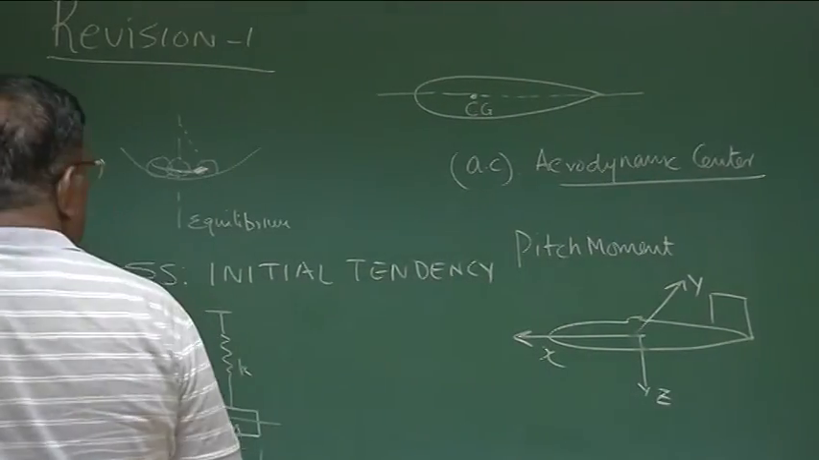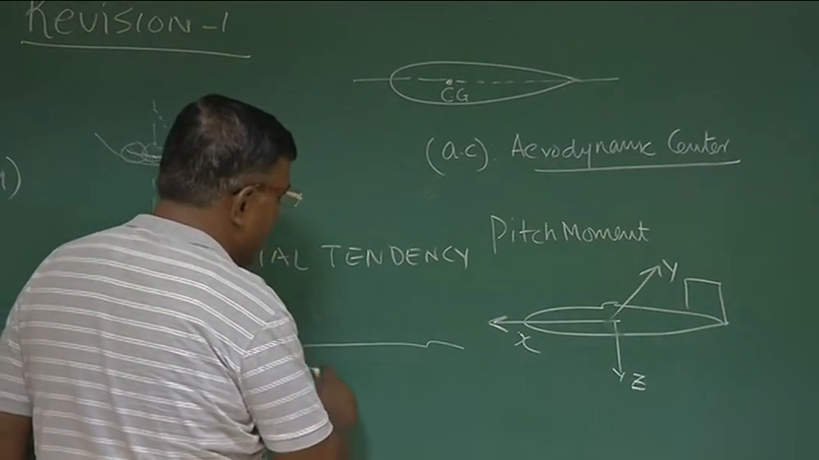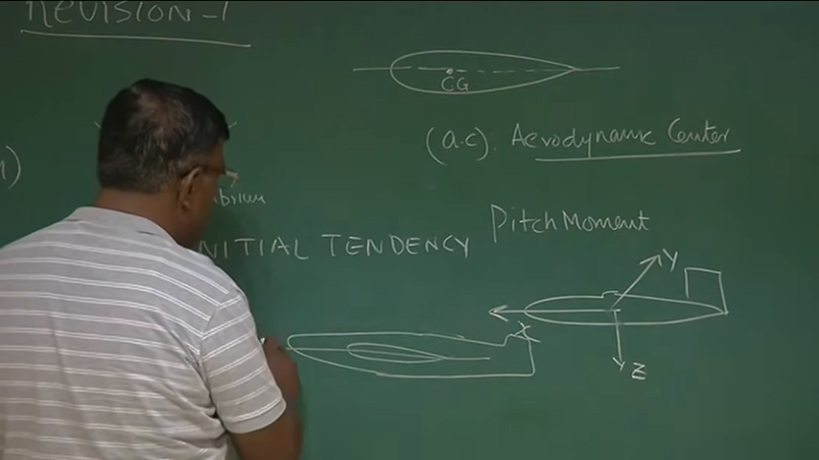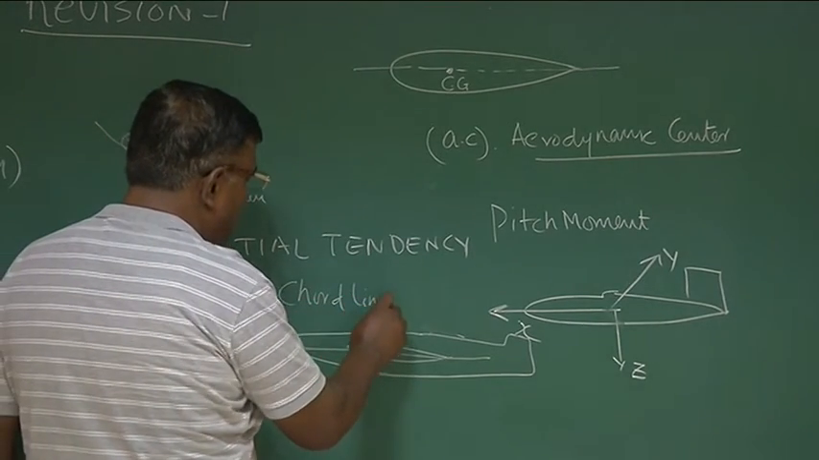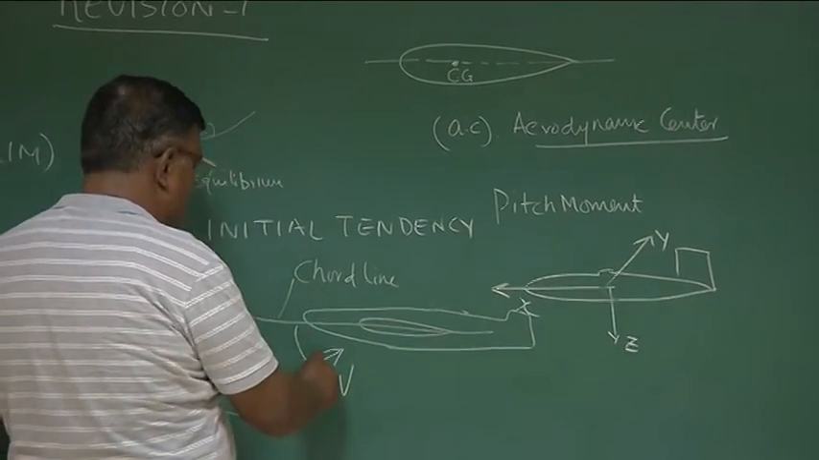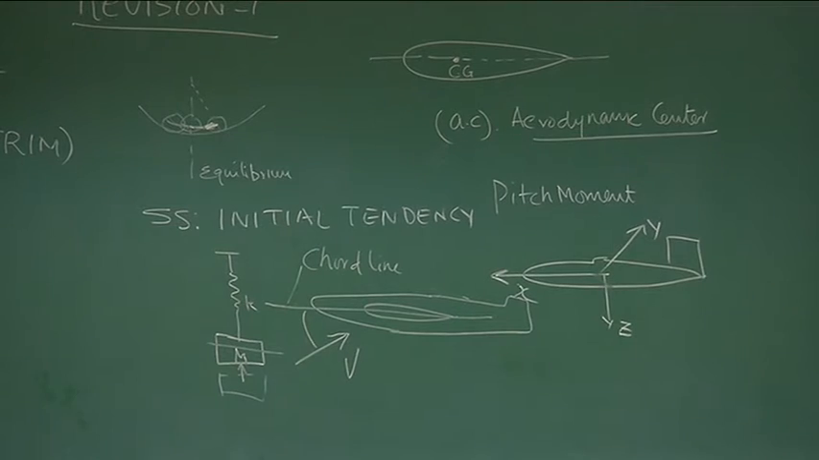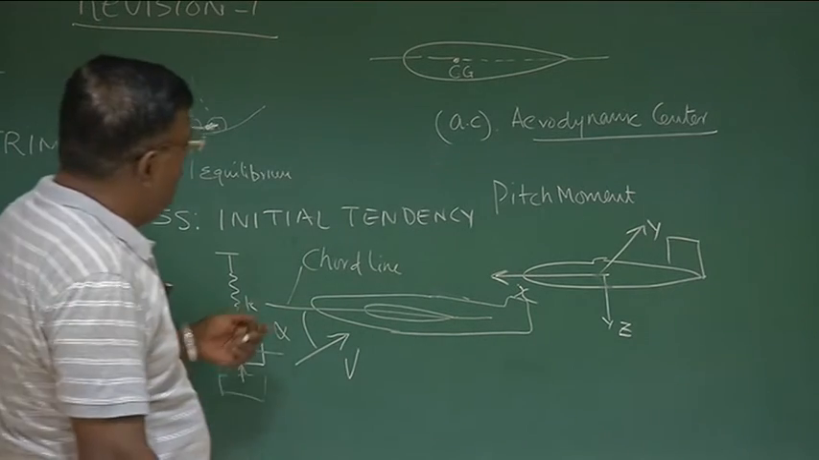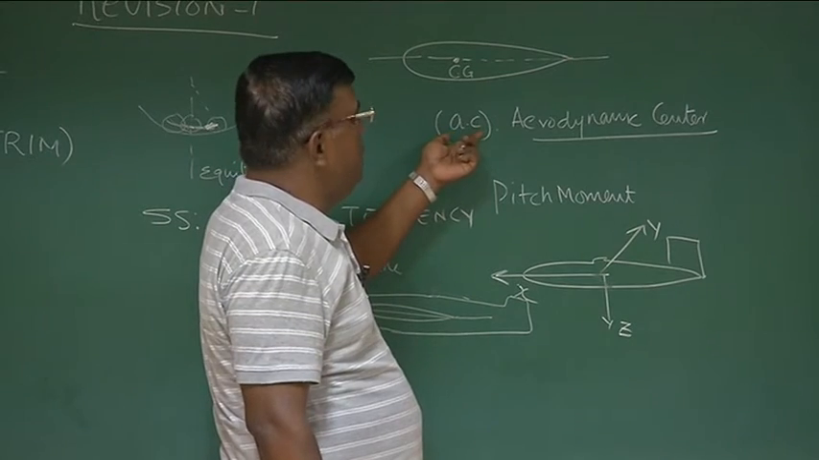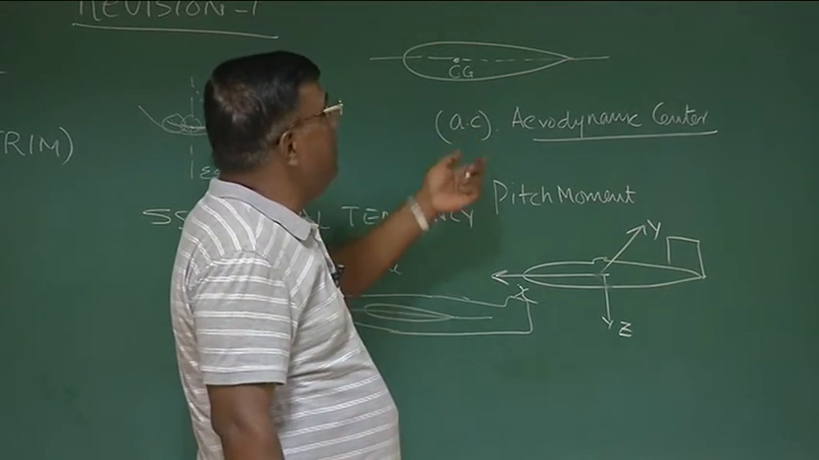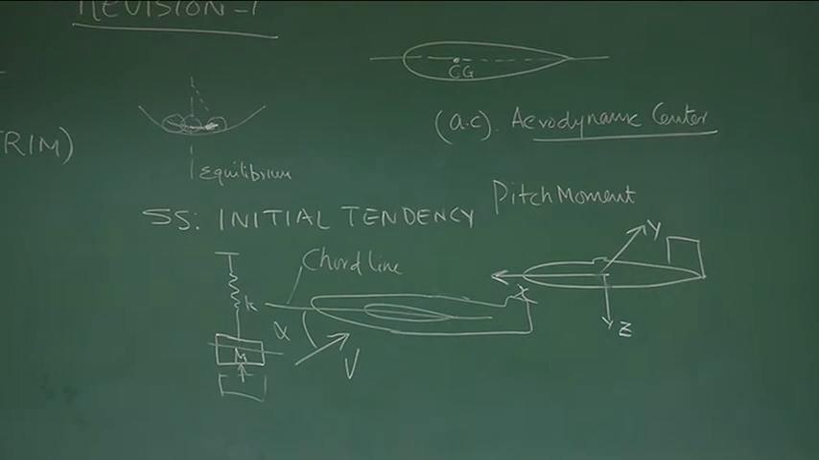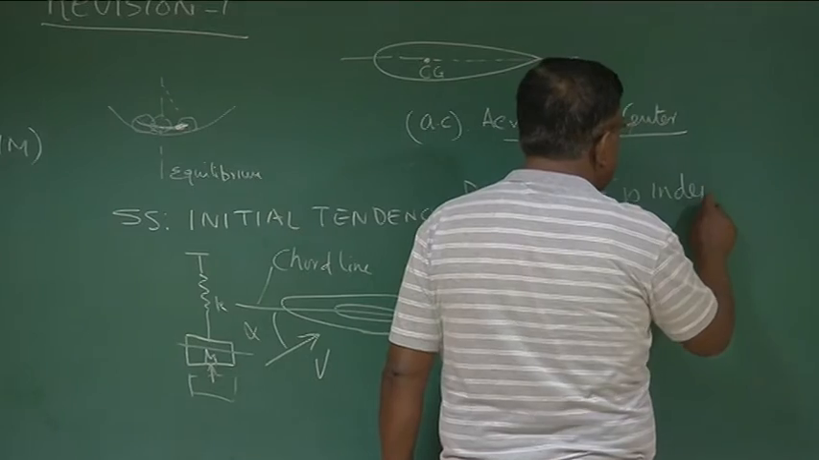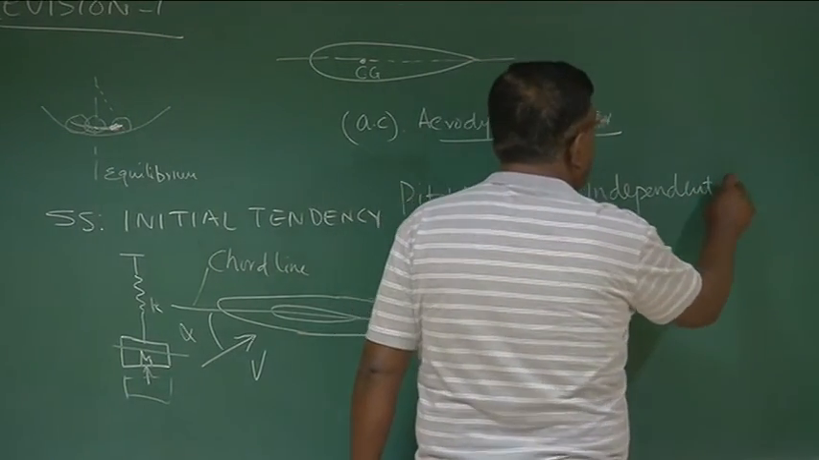And what is angle of attack? If this is the airplane, this is the wing, and let's say this is the chord line, and if this is the velocity vector, the angle between this reference line and the velocity vector in the vertical plane is defined as angle of attack. Okay? So we have now reconfirmed our understanding that aerodynamic center is that fictitious point about which the pitching moment is independent of angle of attack.